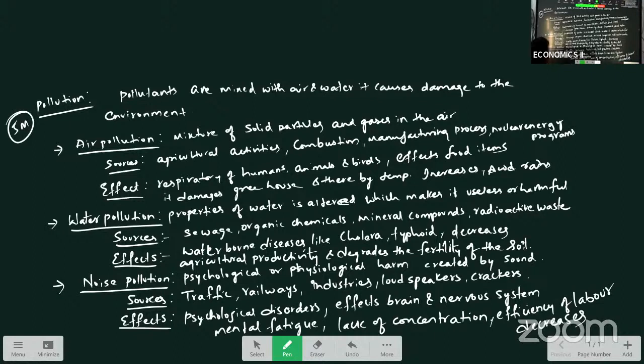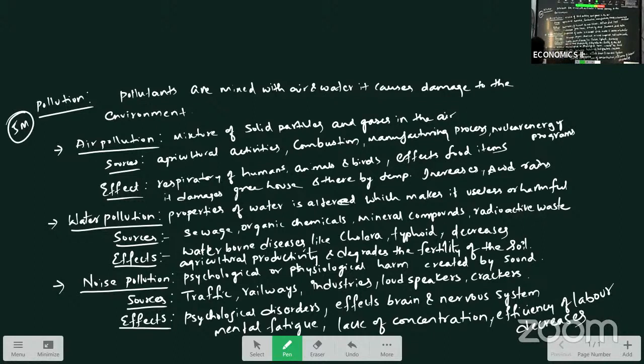It affects the respiratory system of humans, animals, and birds. It affects the food items like plants and fruits and vegetables. It damages the greenhouse and thereby temperature increases. Also, it causes acid rains. So, it is very harmful for our survival.